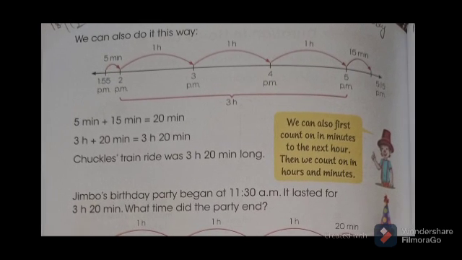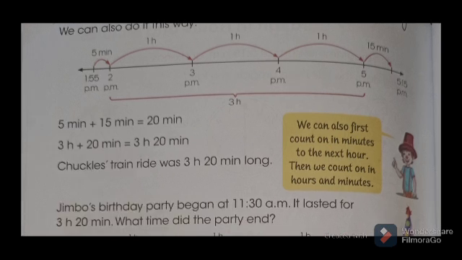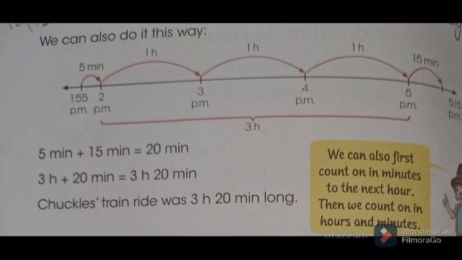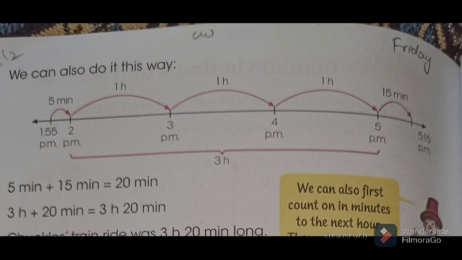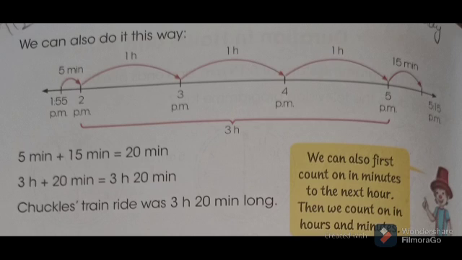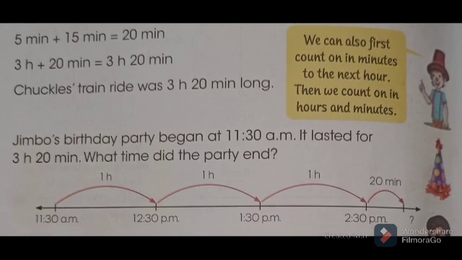You can see 5 minutes. We can also do it this way. If we round the hour 1:55 to 2, 5 minutes here, and then 2 to 5 p.m., that will be 3 hours, and 5 to 5:15 will be 15. Again we will write first the hours, 3 hours, and then we will add up the minutes 5 and 15, that will be 20 minutes. I hope you understand the concept. Chunkle's train ride was 3 hours and 20 minutes long.